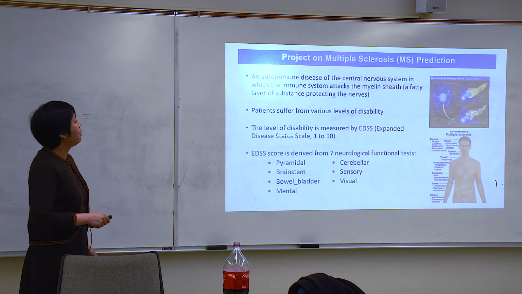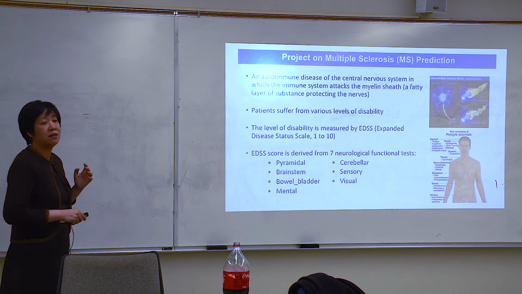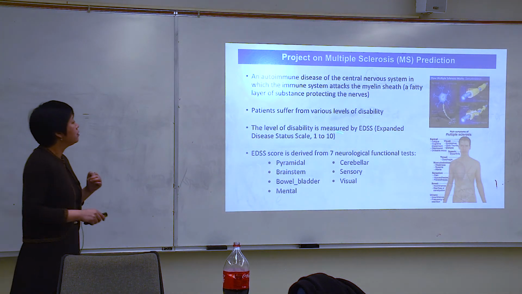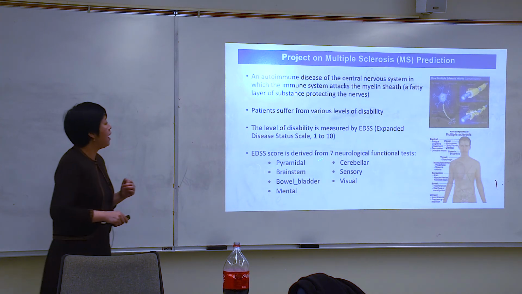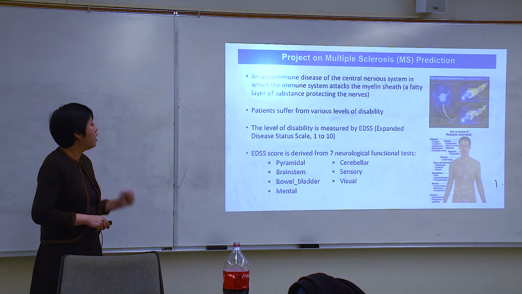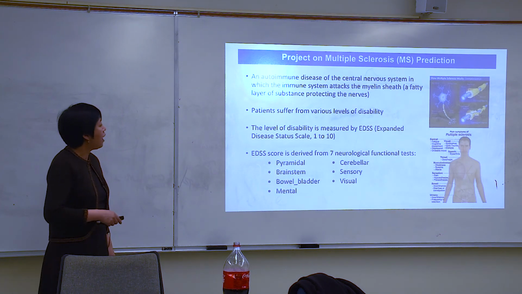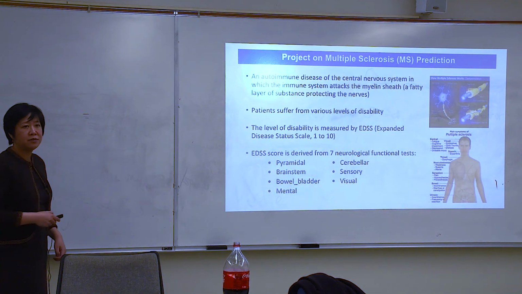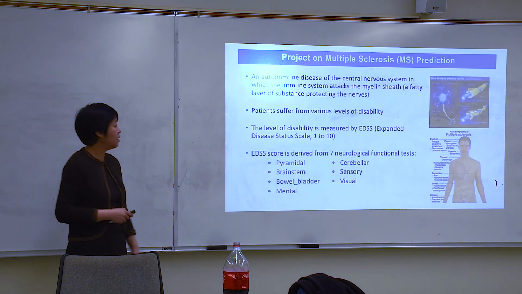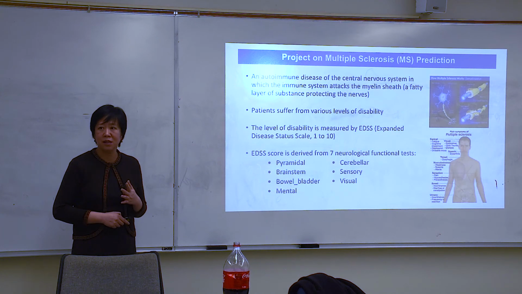So this level of disability is measured by a comprehensive score called EDSS. It's the Expanded Disability Status Scale. It's from 1 to 10. So this EDSS is derived from 7 neurological functional tests that the doctors perform on the patients. And these test ratings are highly subjective, depending on what the doctor rates the patients. And as a result, this EDSS score is also highly subjective.